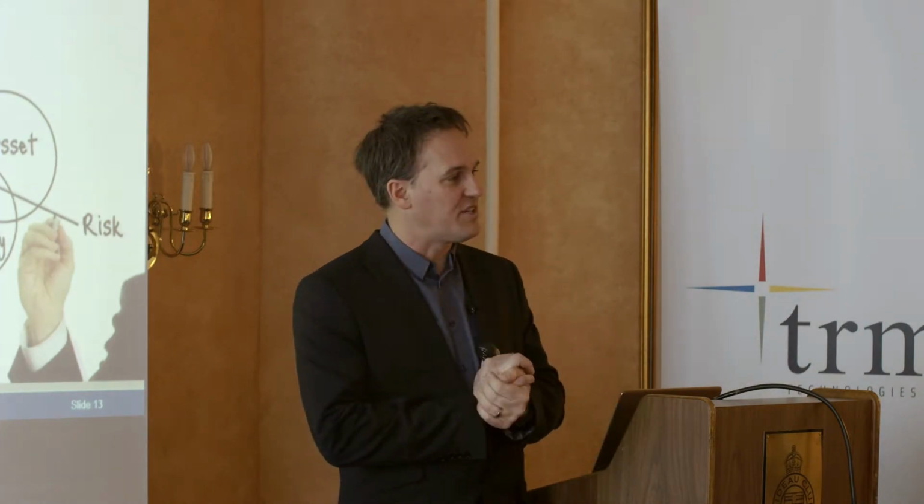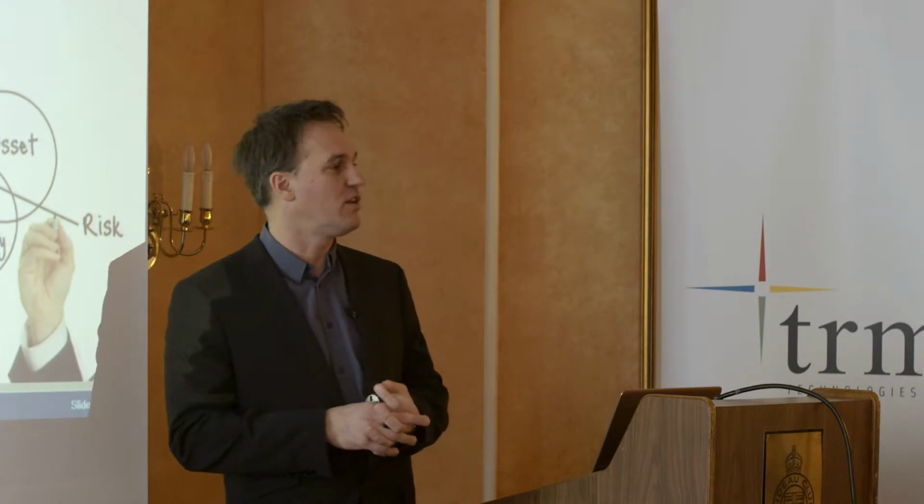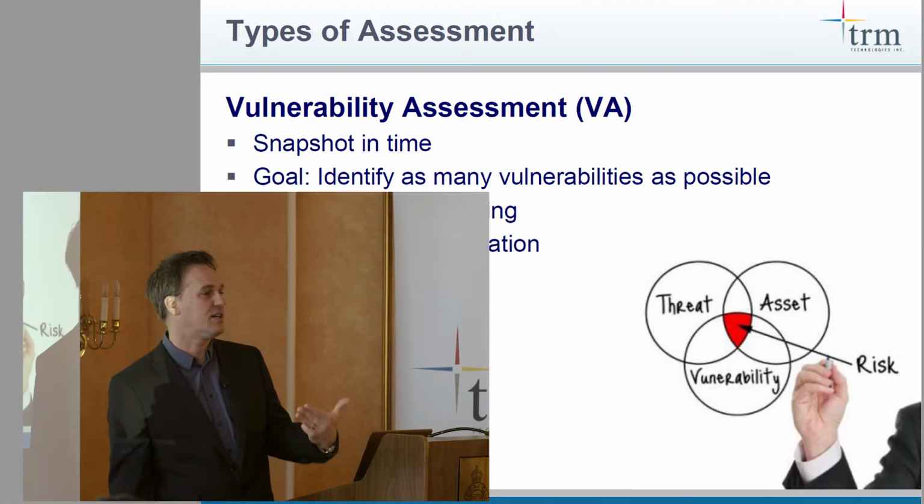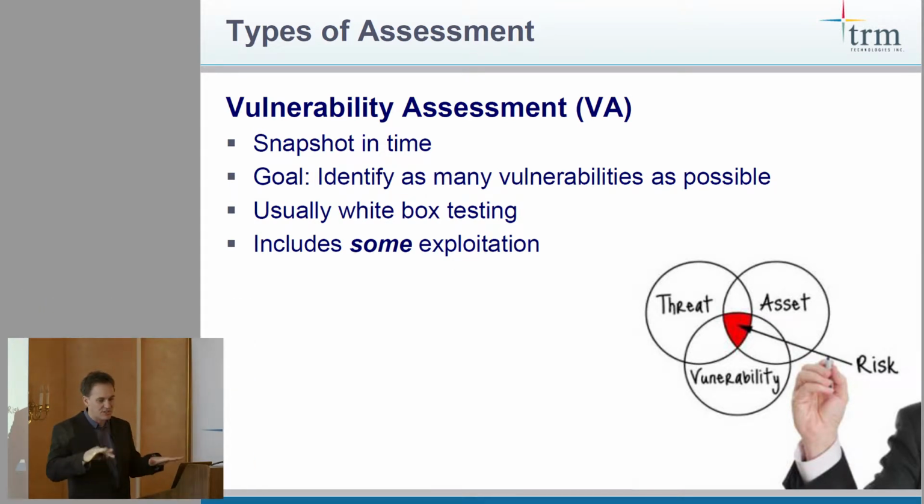So the second type of assessment is a vulnerability assessment. That's one that we do a lot, okay? What is that? It's a snapshot in time of the current security posture of your network or system that we're testing. The goal is to find as many vulnerabilities as possible, okay? We're not trying to go very deep here. We're trying to find them all.